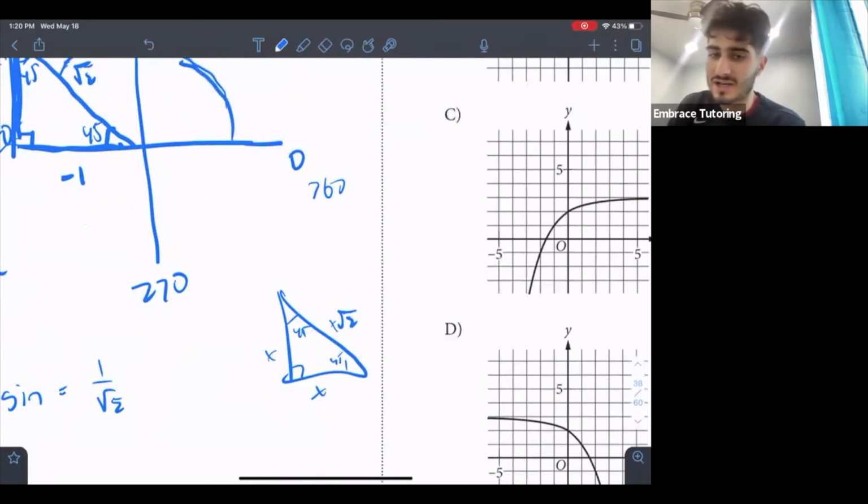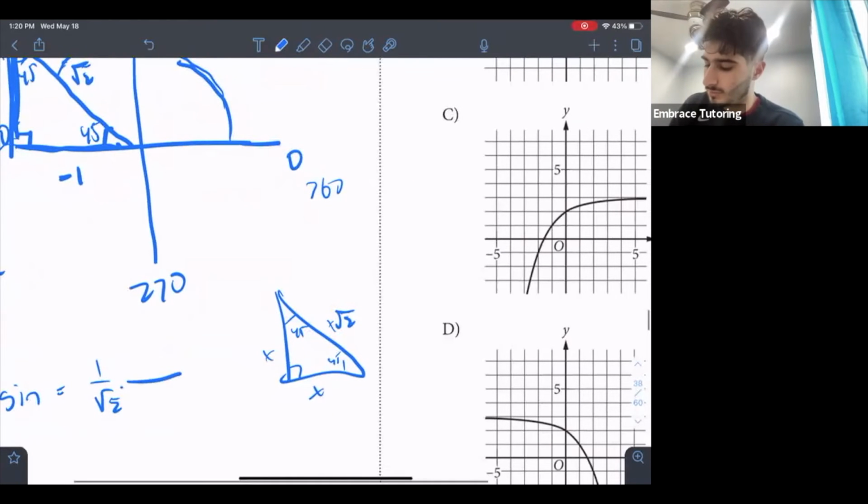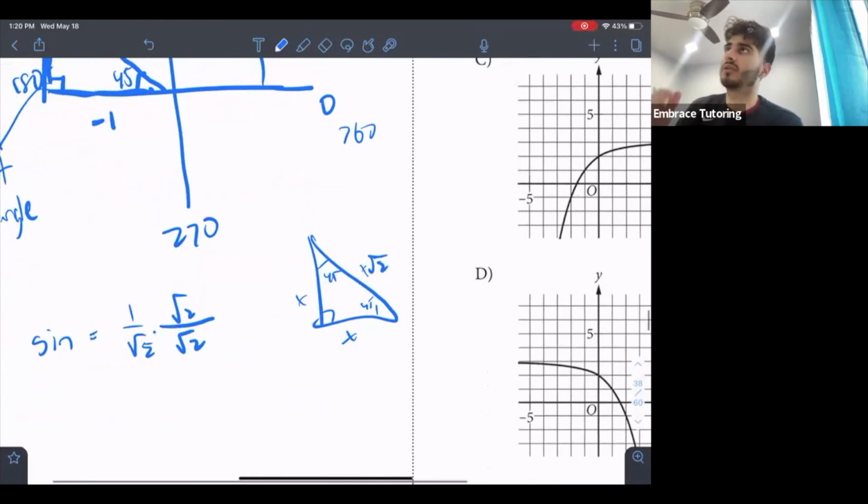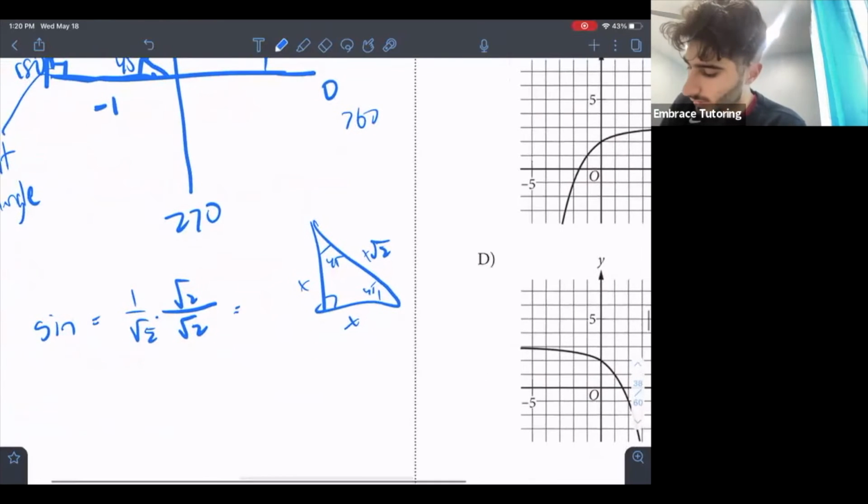This is irrational, so what you have to do is rationalize it. You multiply both the numerator and the denominator by radical 2 to get rid of the radical 2 on the bottom. That gives you radical 2 over 2.